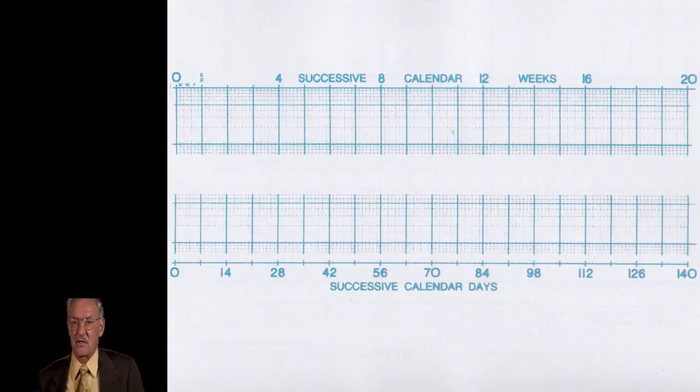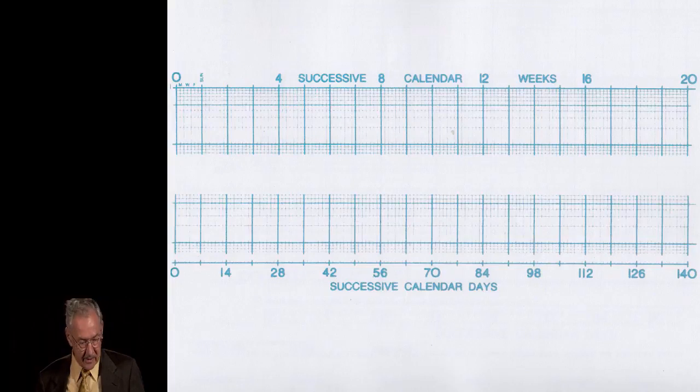Now, let's look at the top of that figure, and you'll see that across the top we have labeled successive calendar weeks. So you see a series of 4 weeks, and there's a 4 there. And then the next block of 4 weeks terminates with an 8, and so on across the chart until you get to 20. So the daily chart that we're talking about shows day lines for 140 days, which is 20 weeks.